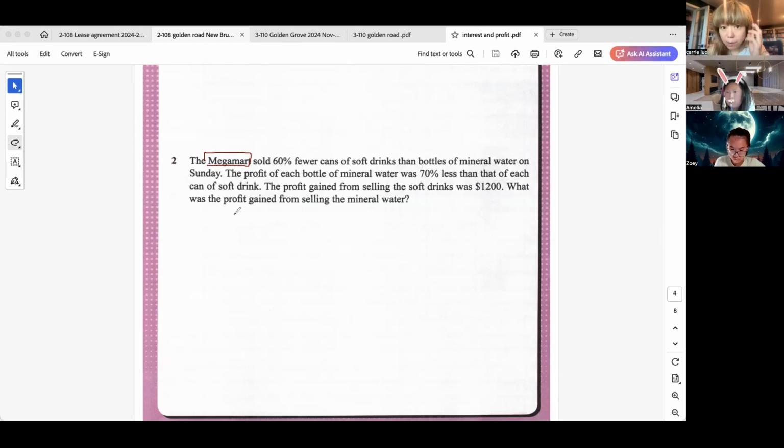Okay, so let's take a look at this one. Sold 60 fewer cans of soft drinks than bottles of mineral water. So, Amelia, let me ask you a question. Is it selling more mineral water or more soft drinks? More mineral water. Okay, very good. So, if you're selling 100 soft drinks, how much mineral water are you selling? 60 more. Thank you, Zoe.